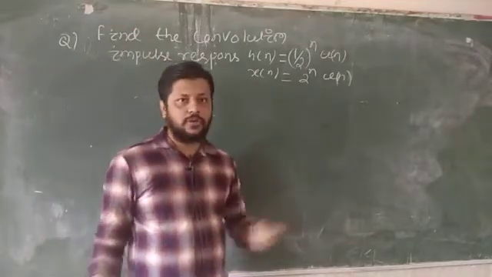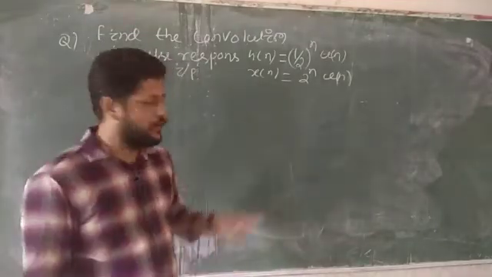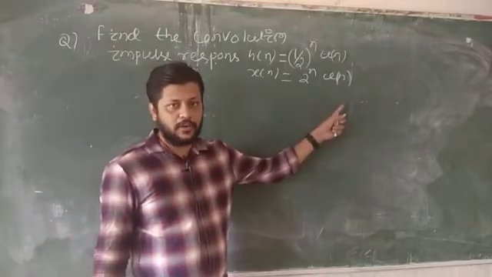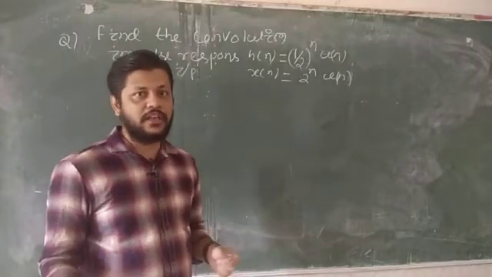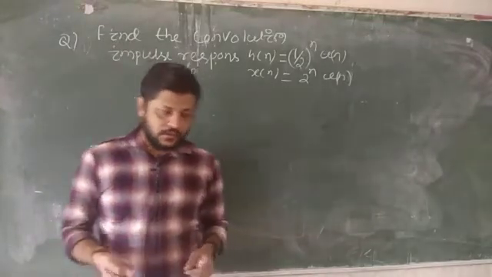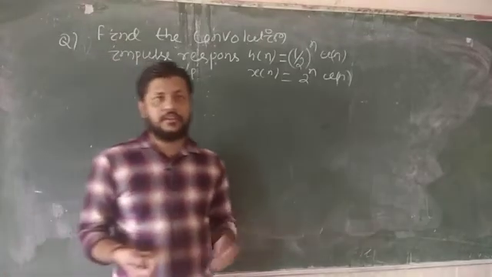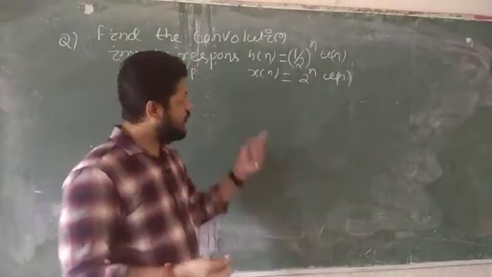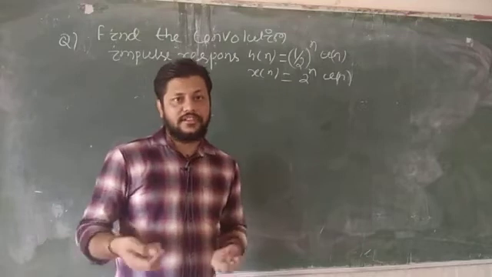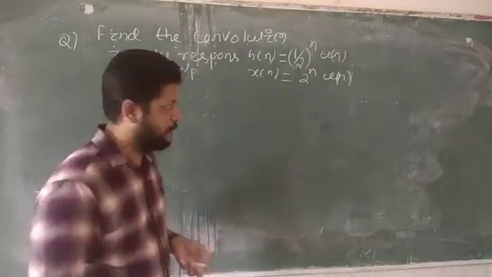Again, your input is given as 2 to the power n into un. This is also a causal signal. Why? Because it is multiplied with un. The moment you see any signal multiplied with un, directly you can say that this is a causal signal, because the signal does not exist for negative values of time.